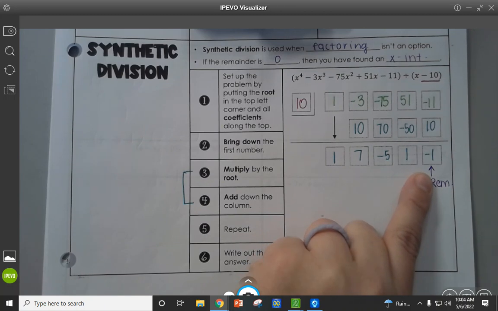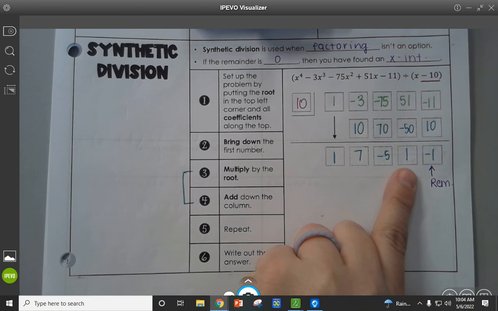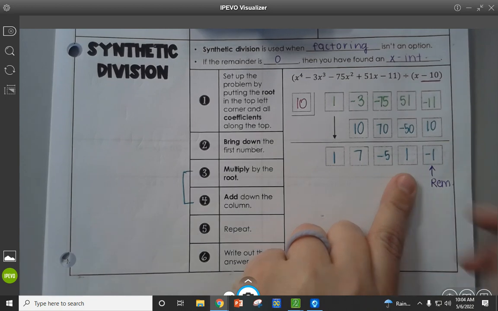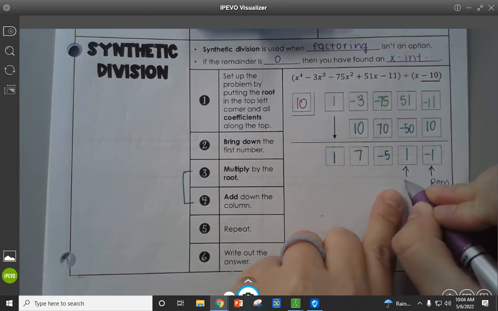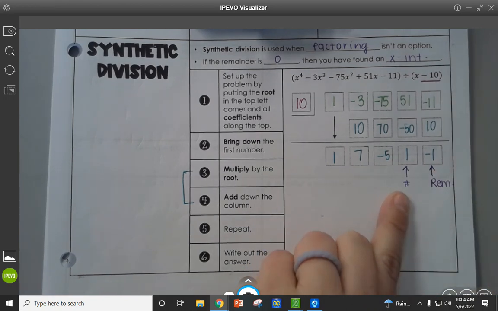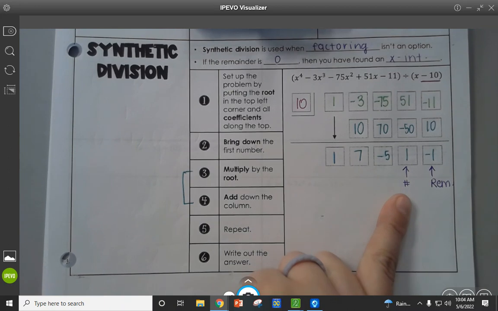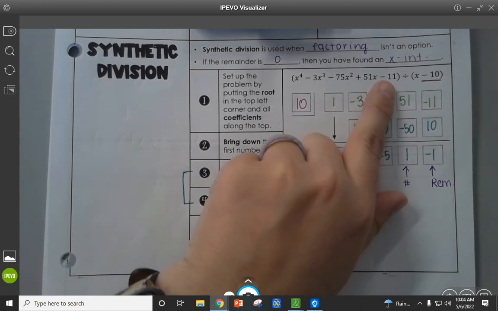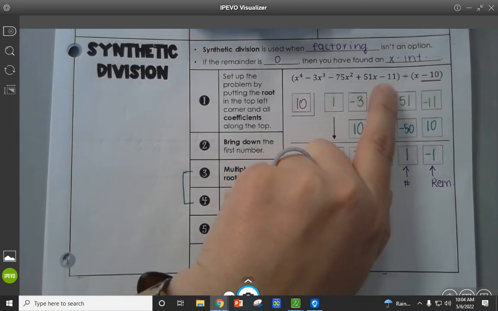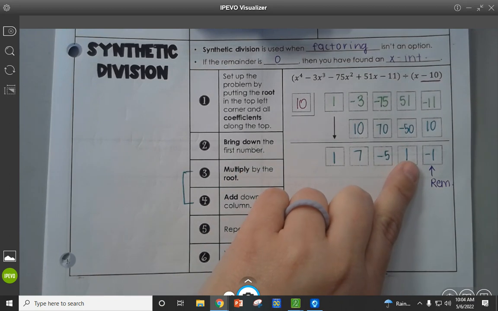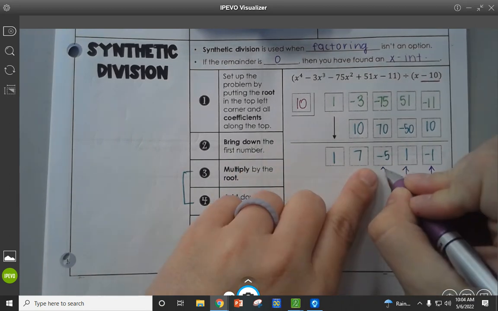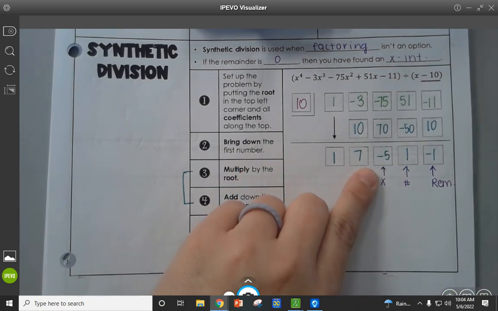The last number is your remainder. And then in my answer, this number, I'm just going to leave it as a 1. I'm not going to put any x's with it at all. Kind of like back up here, this was a -11. It's just going to be a +1. This number, I'm going to put an x beside of it.